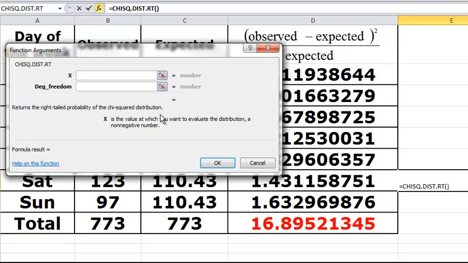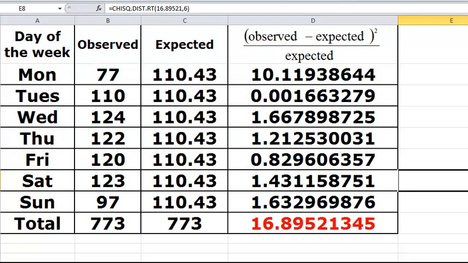So we will choose that. I'll just type it in, 16.89521, and here we have 6. All right, so when we do that, what is the p-value here? Let me enlarge the fonts. So the p-value is 0.00967, which is a very small p-value.